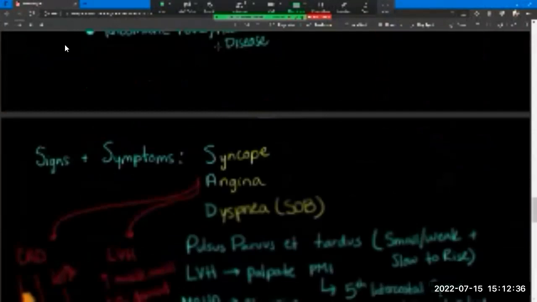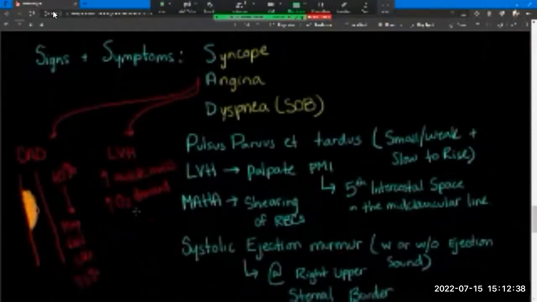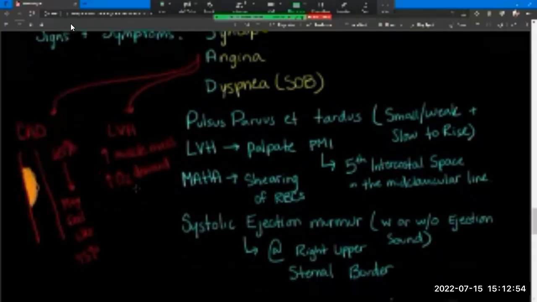Rheumatic fever, heart disease, signs and symptoms. You can remember as SAD: syncope, which is fainting, angina, which is heart pain, chest pain, and dyspnea, which is shortness of breath, SOB. Can have a clot, can have an LVH, which is left ventricular hypertrophy, that we can palpate in the PMI, which is the fifth intercostal space, the midclavicular line.